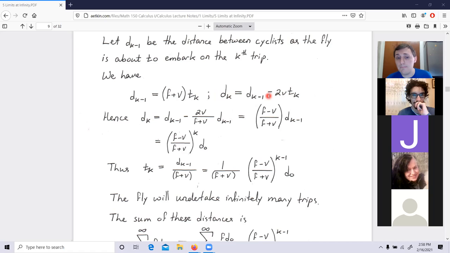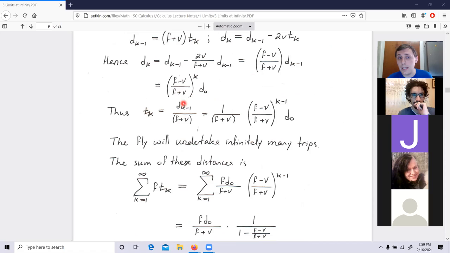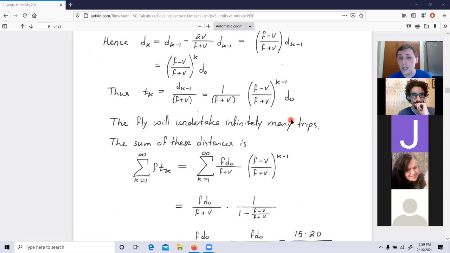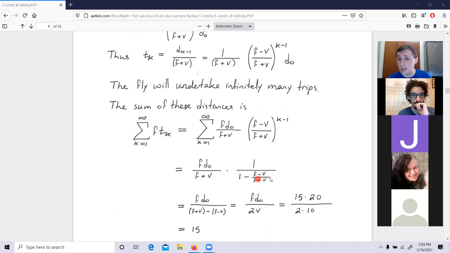I will not torture you too long. I'm not sure if you understand already. So basically, once you simplify it, you get this formula for time: tk equals d(k-1) over (f plus v), which ends up being ((f minus v) over (f plus v)) to the power of k minus 1 times distance d0. And then you can create an infinite series. Look at it, you see the infinite sum. And once you solve it, you get 15, which is exactly the solution that you suggested.